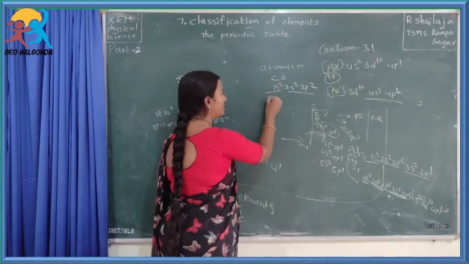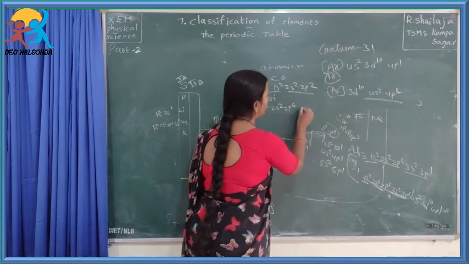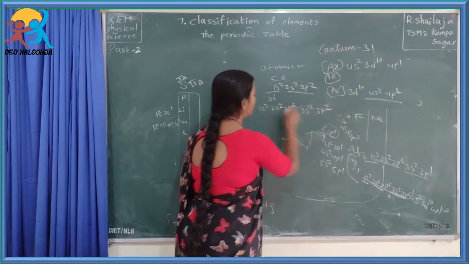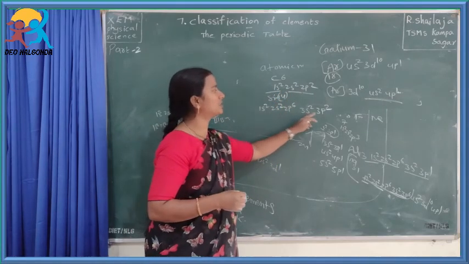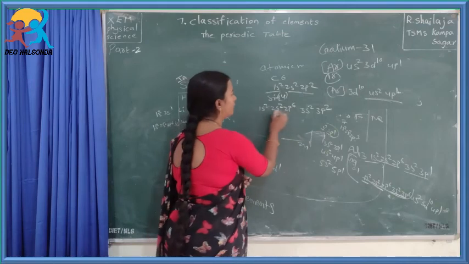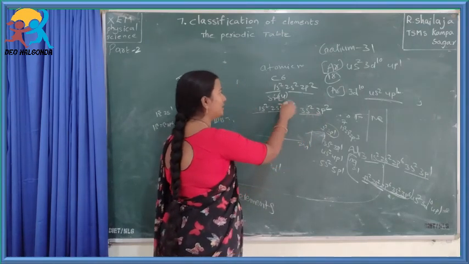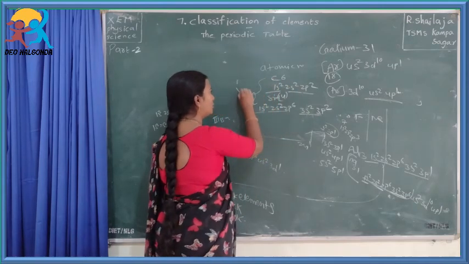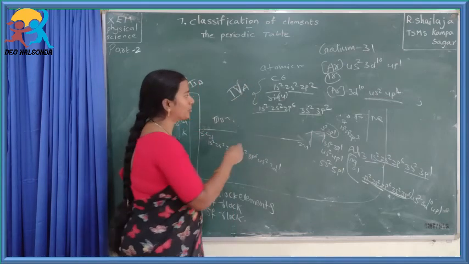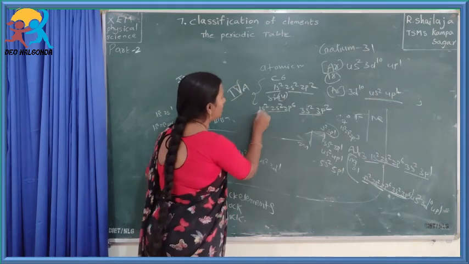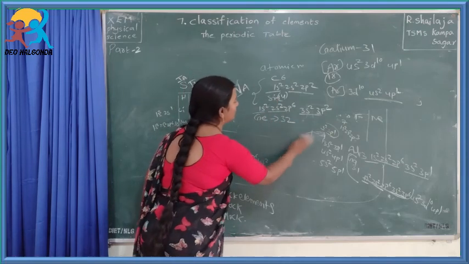Suppose under carbon, silicon is there: 1s2 2s2 2p6 3s2 3p2. Silicon atomic number 14, 14 electrons: 1s2 2s2 2p6 3s2 3p2. So first shell, second shell, this is the third shell, the outermost shell, with 4 electrons. So it comes under the 4th A group. Here you see, after silicon germanium is there, atomic number 32.